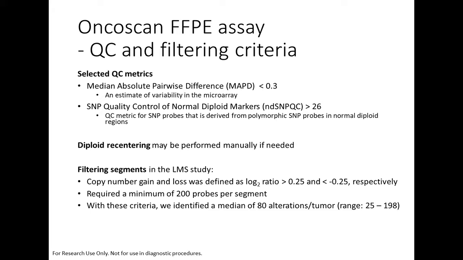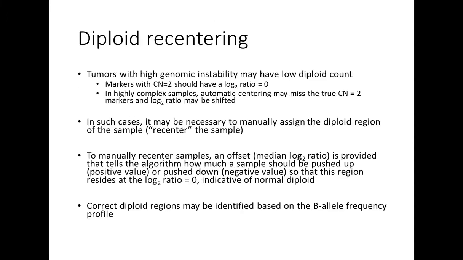In order to identify copy number alterations in our leiomyosarcoma study, we defined copy number gains and losses as the regions with log2 ratio above 0.25 and below -0.25 respectively. We required a minimum of 200 probes per segment to focus only on relatively large alterations. And with these criteria, we identified a median of 80 alterations per tumor sample.